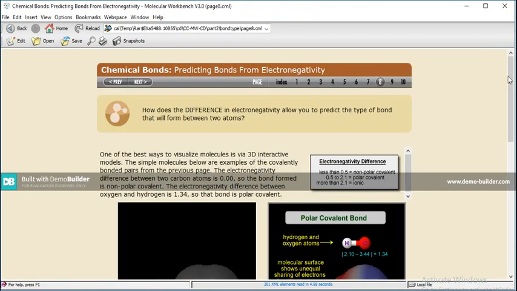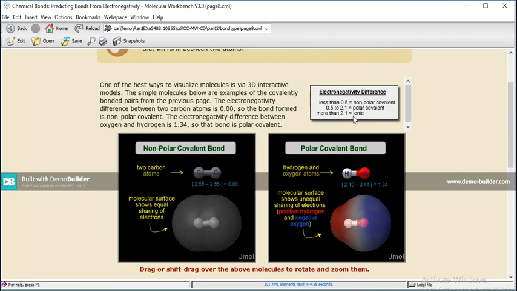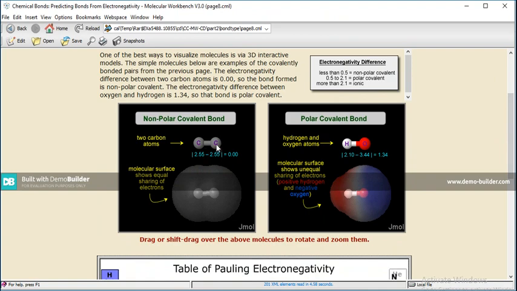Here we have, in short summary: when electronegativity difference is less than 0.5, we have a non-polar covalent bond. When the electronegativity difference is between 0.5 and 2.1, we have a polar covalent bond. And when it is more than 2.1, we have an ionic bond. So now, let us see an example here.